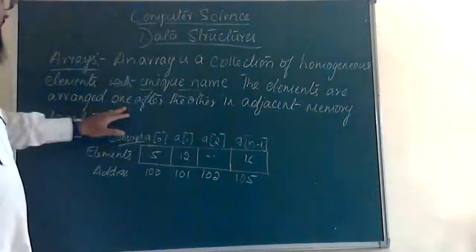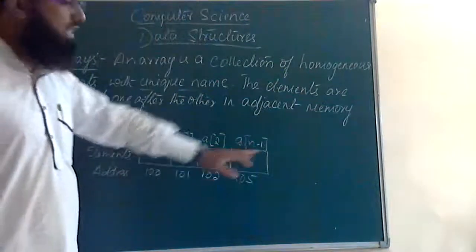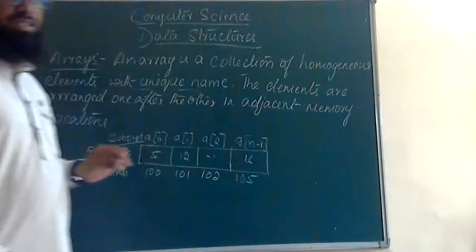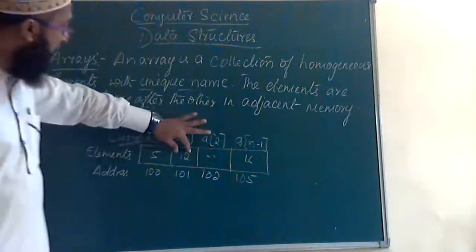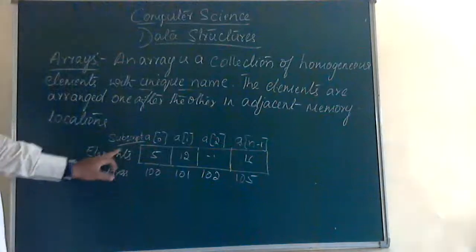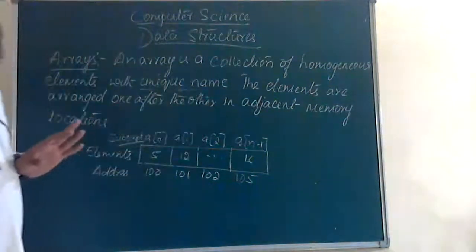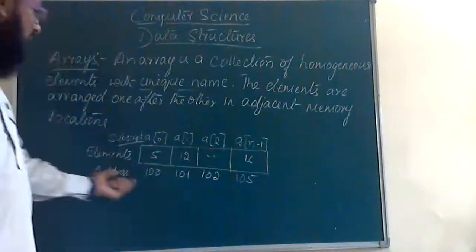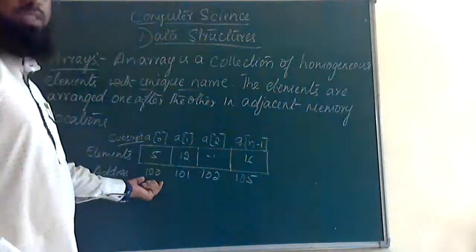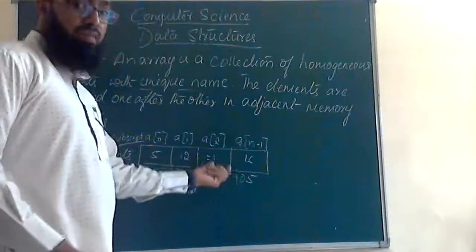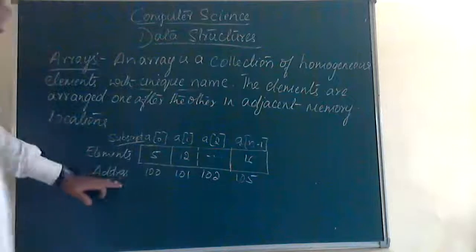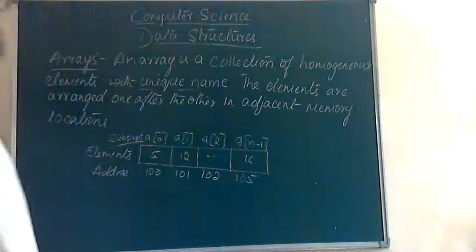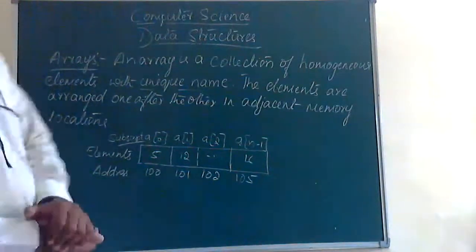The elements are arranged one after the other in adjacent memory locations, meaning one beside the other. Here the data items of an array are called elements, and the indices or unique names used to represent the data items of an array are called subscripts. And the location of the data elements we call the address of an array.